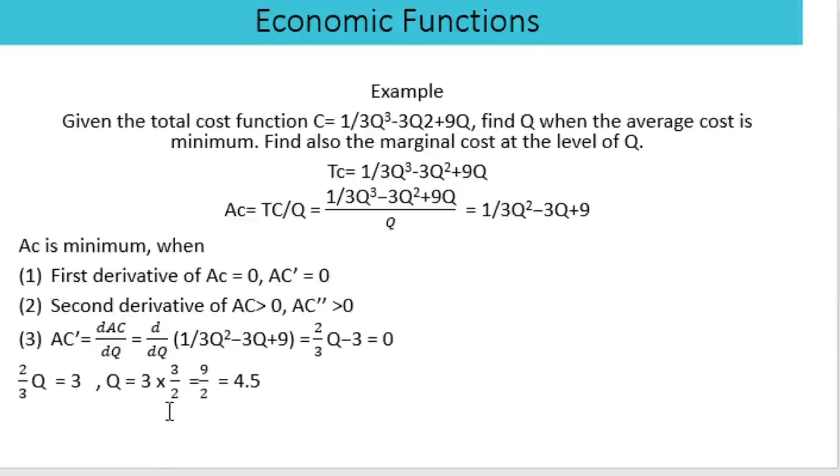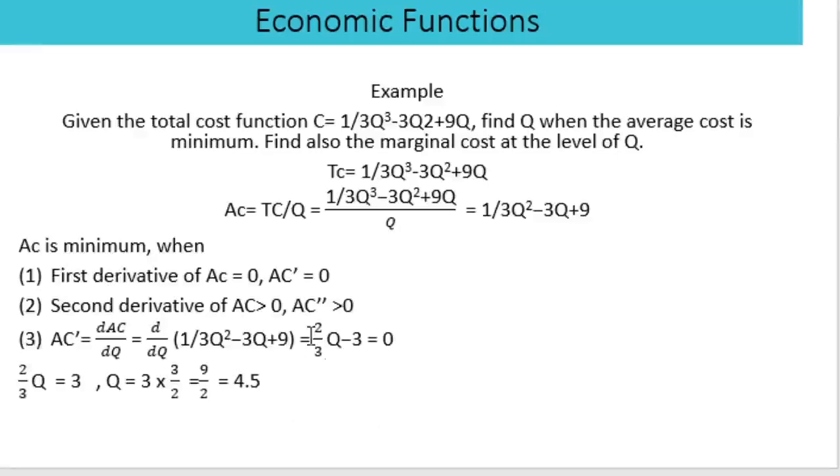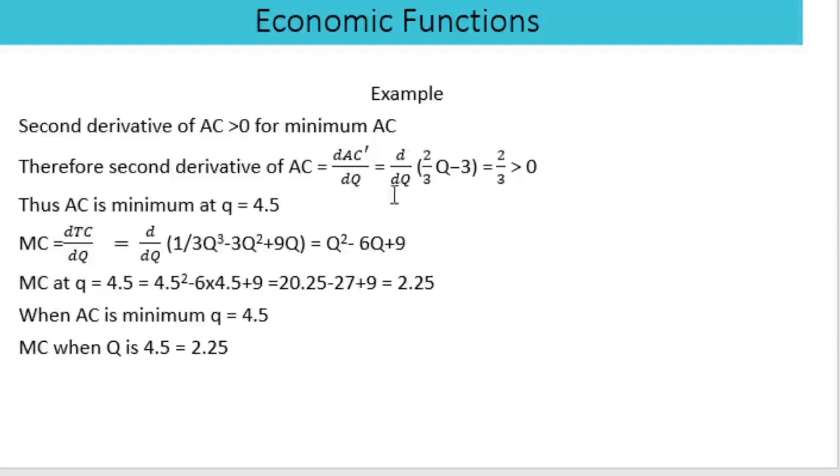And we want to see whether this output is produced at the minimum of AC. For that, we need to take the second order condition, the second derivative of AC. This is the first order condition. Take the differential of this again, that is d by dq of AC dash, or d by dq of 2 by 3 q minus 3, equal to the differential of 2 by 3 q, which is 2 by 3 into 1, the exponent of q being 1.